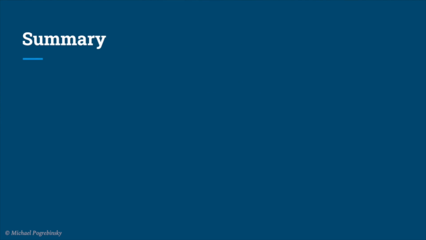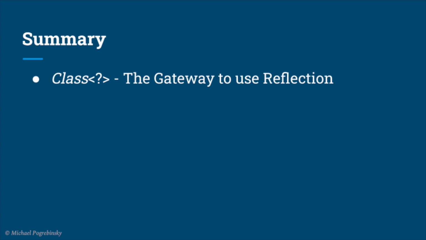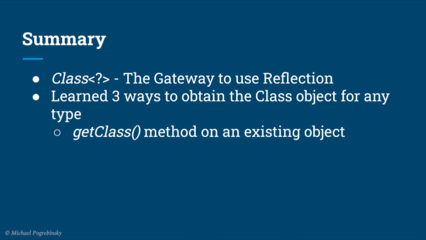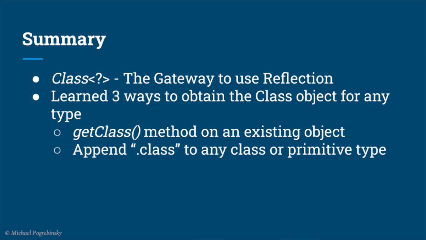Before we start applying everything we learned in practice, let's quickly summarize what we learned in this lecture. In this lecture, we learned about the gateway for us to use reflection, the Class type. After that, we learned 3 ways to obtain the class object for any built-in or custom type we have in our application. The first one is using the getClass method on an existing object. The second one is by appending the .class to any class or primitive type we want to reflect on. And the third one is by using the static forName method to look up a class using its fully qualified name.